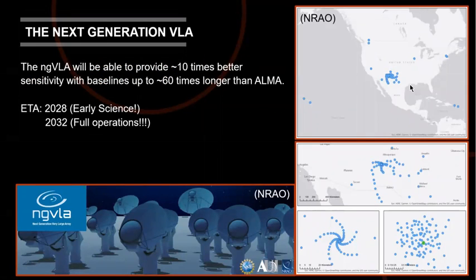So we decided to test ALMA's synergy with the future Next Generation Very Large Array, a project of the NRAO. When built at sub-millimeter to millimeter wavelengths, the NGVLA will be able to provide 10 times better sensitivity with baselines up to 60 times longer than ALMA. If all goes well, it's expected that it'll commence its early science projects in 2028, and it'll be fully operational by 2032. For our work, we quantified the potential of the combination of NGVLA and ALMA to observe substructures predicted by our models.